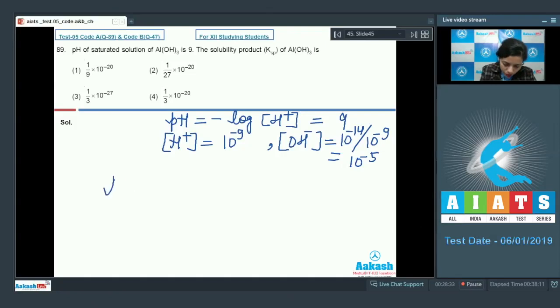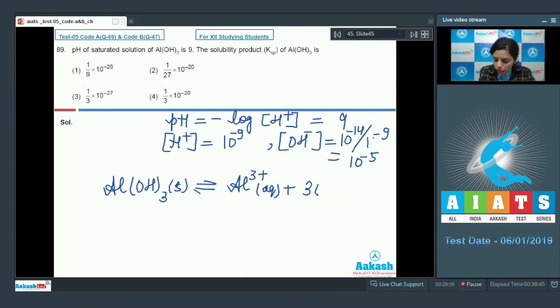Now, once again, the substance that we have here is aluminum hydroxide, solid. We have aluminum ions formed plus 3OH minus. This is as per the given equation. Now we can write the solubility of aluminum ion as S and the solubility of hydroxide ions as 3S. But 3S has the value that is equal to 10 raised to the power minus 5. So what would be the value of S? That is 10 raised to the power minus 5 by 3.